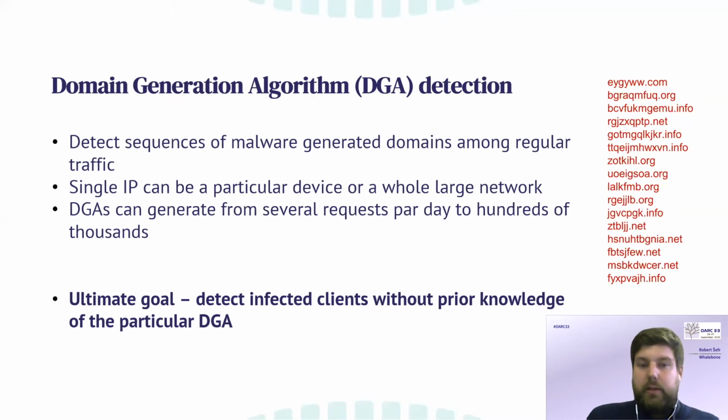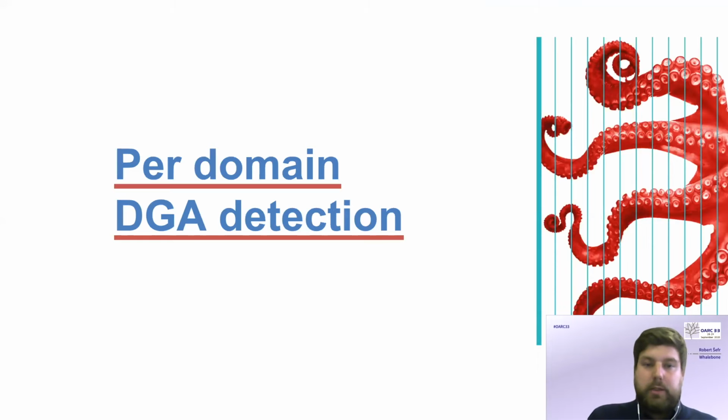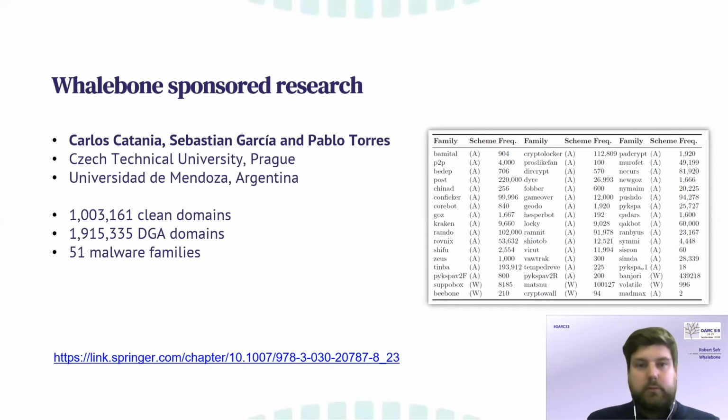Our ultimate goal at the end is to detect and to point towards the infected clients and to tell, okay, there is an infected client behind this IP, even without actually knowing what botnet is running there, without the prior knowledge of those specific domains. So the first step for us was to try the per-domain DGA detection, to actually decide, is this particular domain DGA or not? Of course, it's a bit tricky.